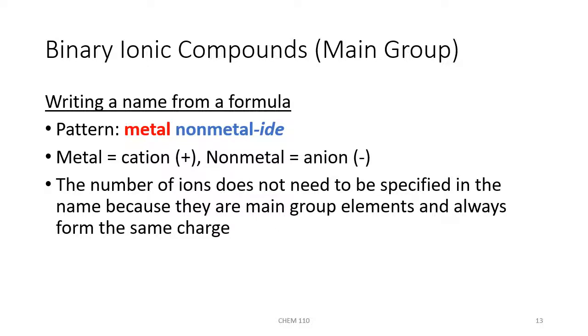When writing a name from a chemical formula for a binary ionic compound, the pattern is that we first write the metal name, which will come from the left-hand side of the periodic table, followed by the nonmetal name, only we change the ending or the suffix of the nonmetal to "ide", IDE. The metal will represent our cation, or positive ion. The nonmetal will represent our anion, which is our negative ion. The number of ions does not need to be specified in the name. This is because we are only looking at main group elements, and we know they will always form the exact same charge.